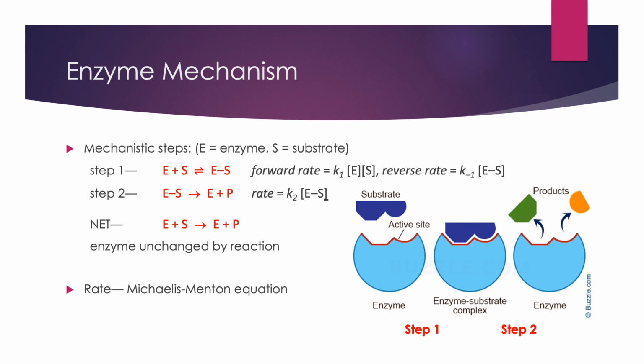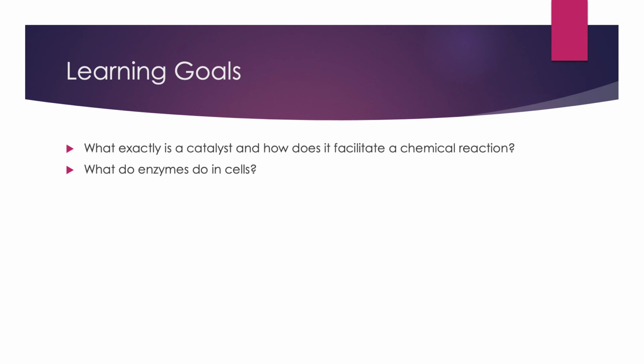Now, this particular mechanism was studied extensively in the 1920s by a pair of biochemists named Michaelis and Menten. They characterized this dynamics quite a bit and wrote down a rate law for it, which is still called the Michaelis-Menten equation for the rate of enzyme catalysis, still used today. So I hope we've learned a little bit about catalysis and how it facilitates chemical reactions, and more specifically, how enzymes do that in our cells.